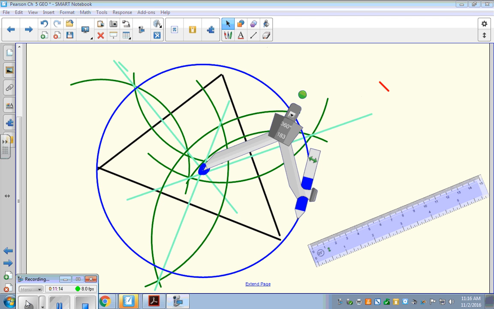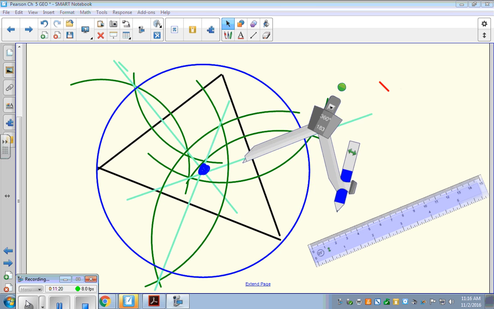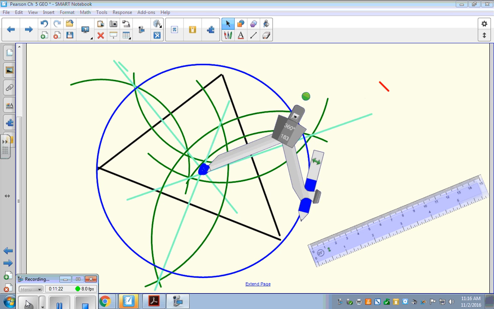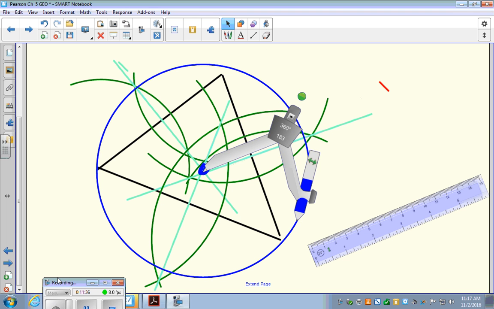So my blue lines, which are these light blue lines, are the perpendicular bisectors. And then once you have that circumcenter, you can draw a circle around your triangle. And that is a circumscribed circle.